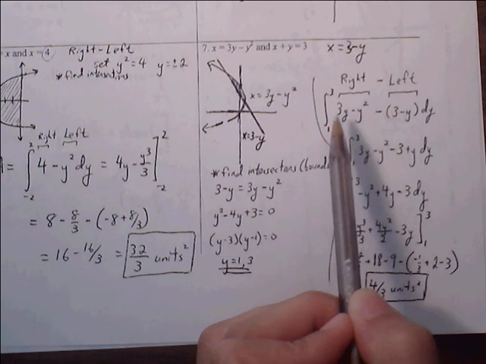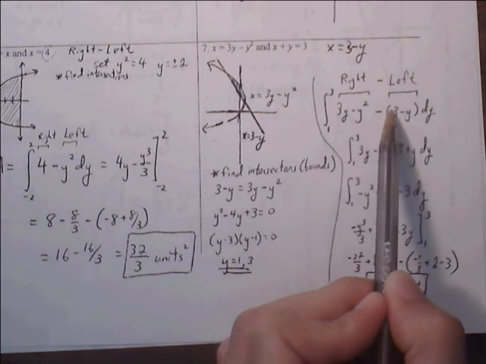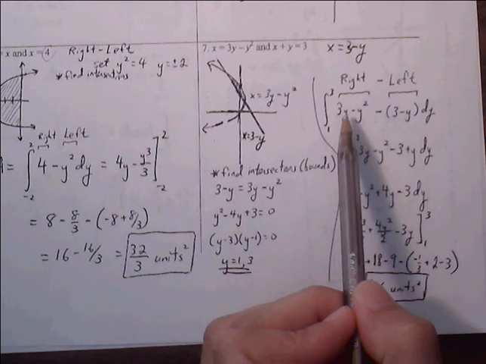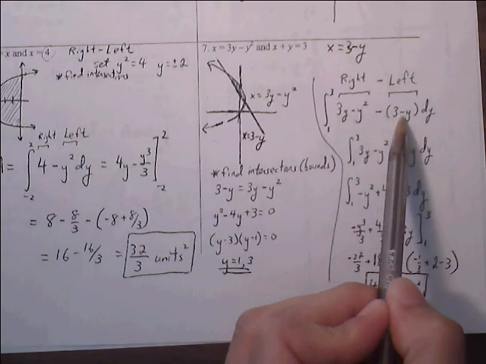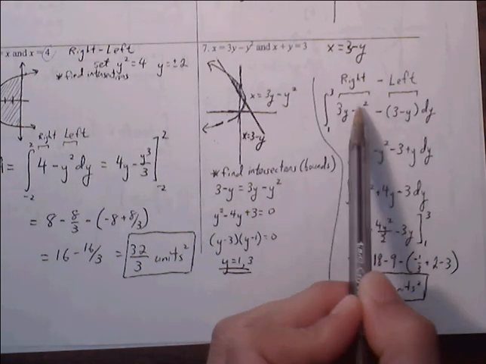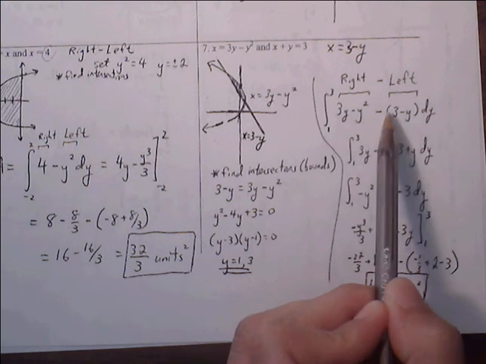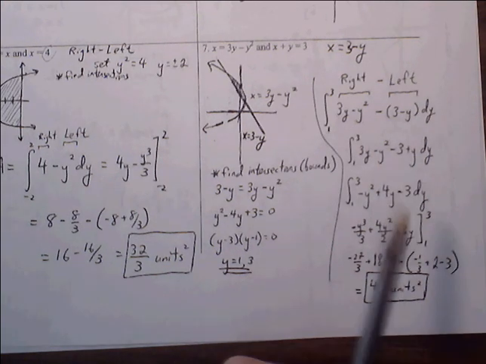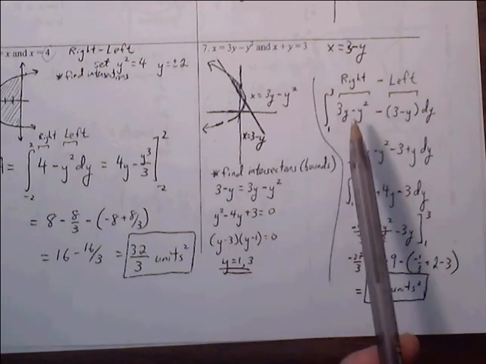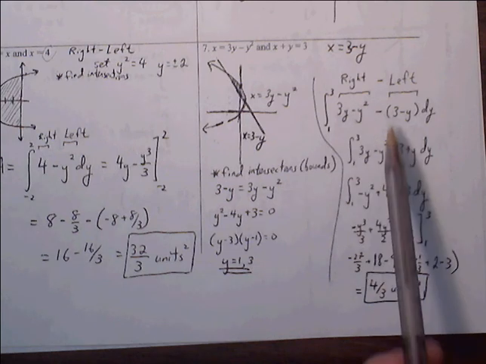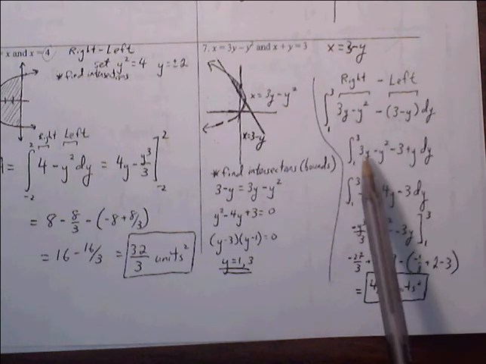A larger x value. Sorry, we're trying to see which one is further to the right. So 2 is further to the right than 1. So we know the 3 minus y squared will be the right graph, and the left graph will be the 3 minus y. We can go through, clean this up by distributing, combine like terms.